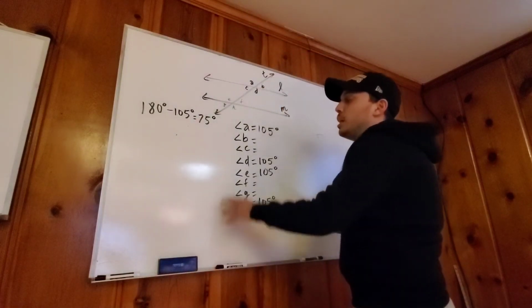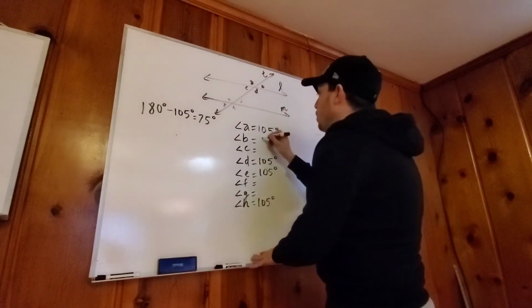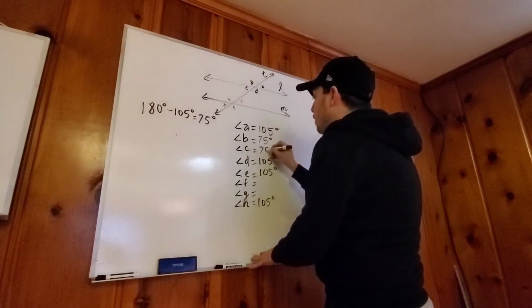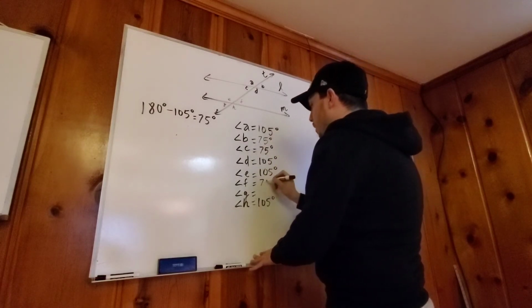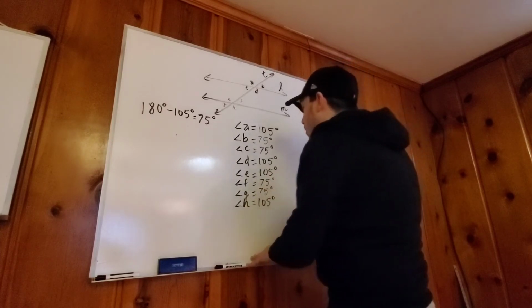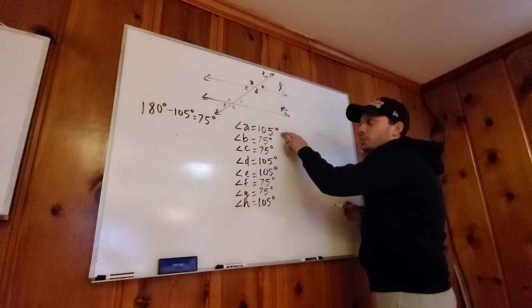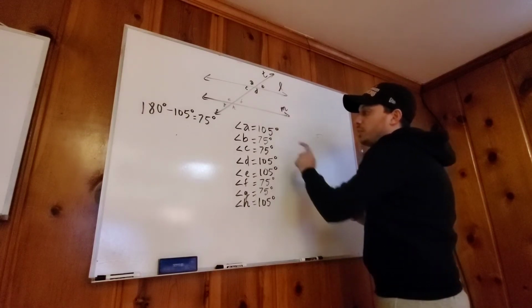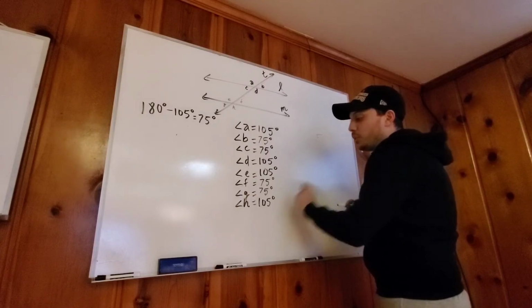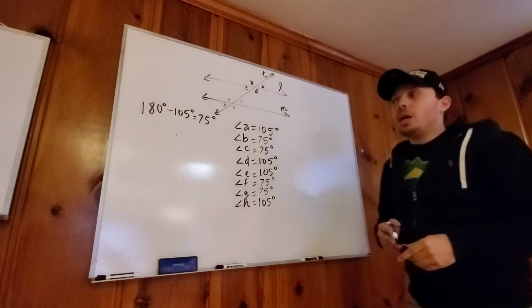Look at that. So 75 degrees is going to be angle B, the measurement of angle C, the measurement of angle F, and the measurement of angle G. They all are going to measure 75 degrees. And so it's going to be 105 degrees, 75 degrees, 75 degrees, 105 degrees, 105 degrees, 75 degrees, 75 degrees, and 105 degrees. How do we do that?